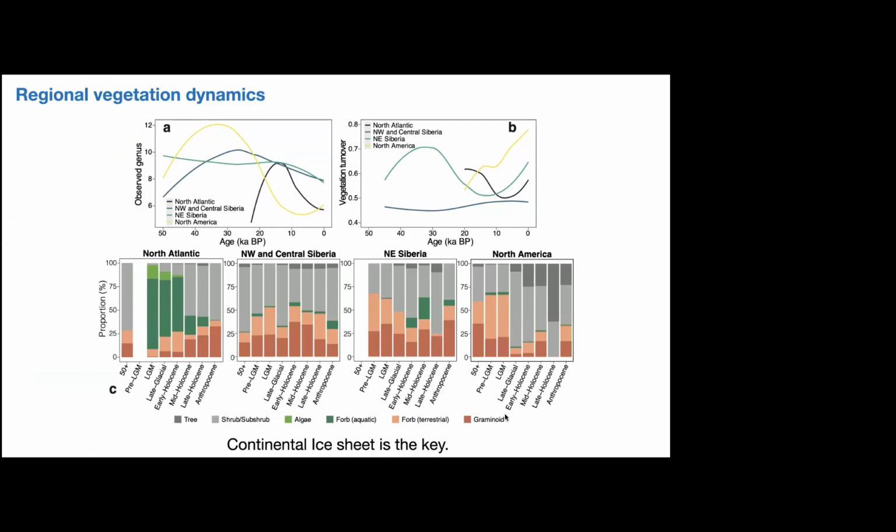And what we found very obvious is that the region which used to be covered by this huge ice sheet has experienced the most dramatic vegetation changes, both in terms of diversity and also in terms of formation. For example, for the North Atlantic, which is basically Svalbard, Greenland, and Iceland, the vegetation changed very much. Well, for the region that was very much continental, like northwest and central Siberia, the vegetation remained basically unchanged. So the conclusion here is that the continental ice sheet is the key in driving vegetation change in the Holocene.